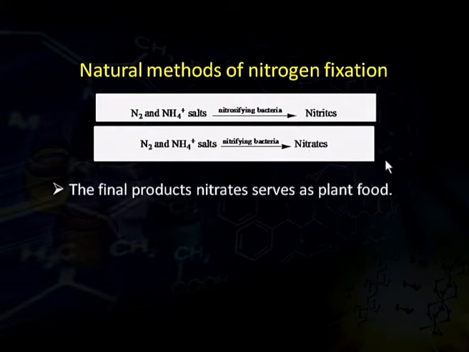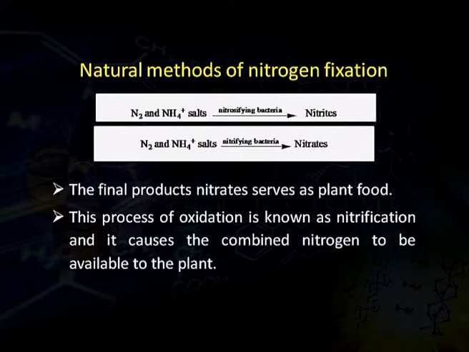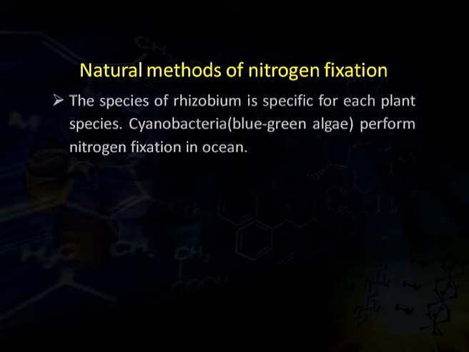The final product, nitrates, serves as plant food. That means the plant does not use the free nitrogen, but it converts it into nitrates and then uses it. This process of oxidation is known as nitrification and it causes the combined nitrogen to be available to the plants. The species of rhizobium is specific for each plant species.